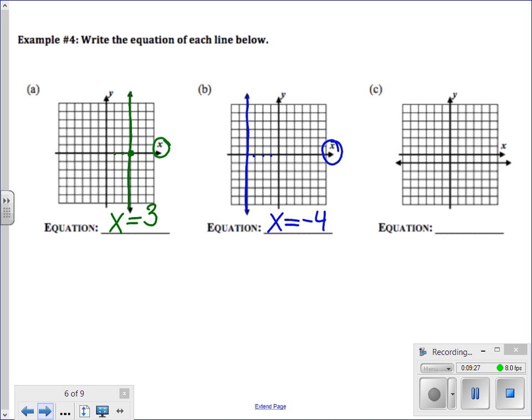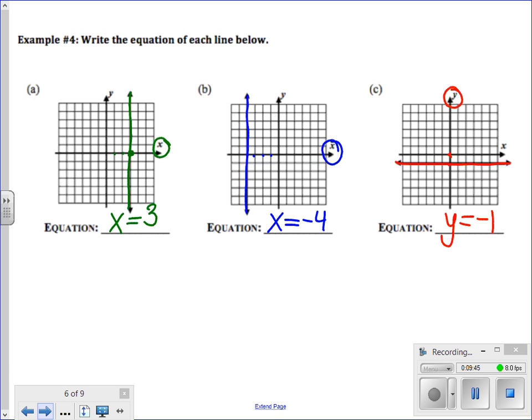Question C here has a horizontal line. The horizontal line cuts across the y-axis. So my equation is y equals -1. It's 1 below the x-axis there.